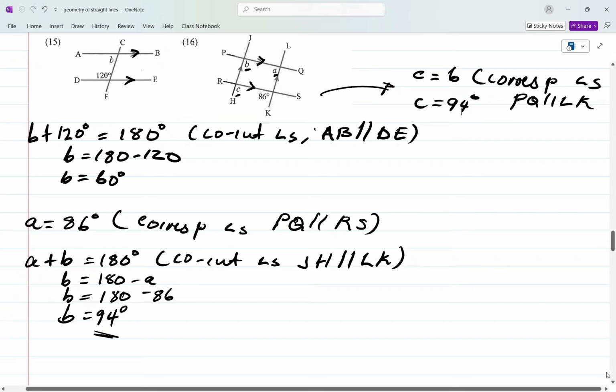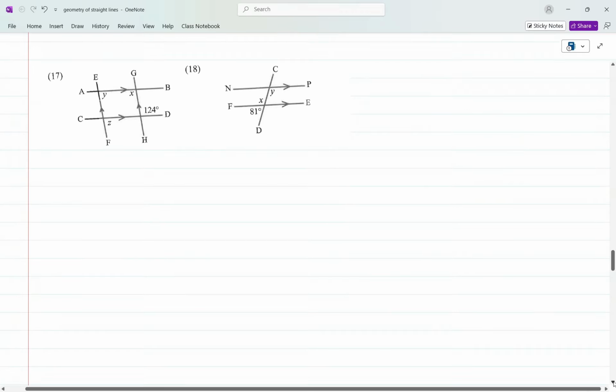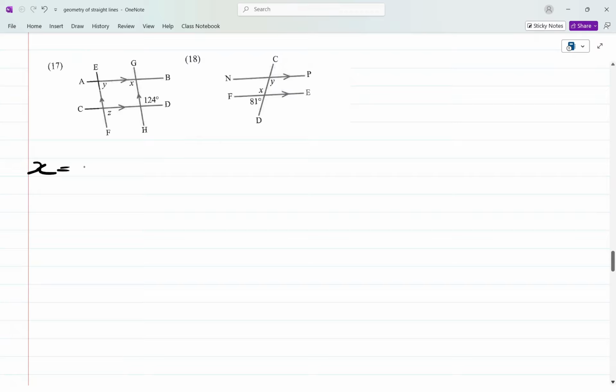All right, we go to number 17 and 18. Right, with number 17, we have X, Y, and Z. So I'm going to start with X because it's slightly closer to 124. Therefore, in this situation, X will be easier for us to start with. And I'm going to say X is going to be the same as 124. And then your reason will be alternating angles because AB is parallel to CD. If you may check, this value of X will be alternating with this value of 124. Therefore, the value of X will be 124.